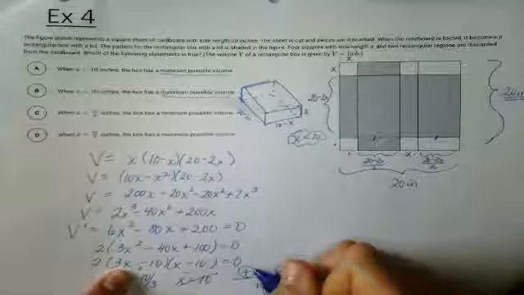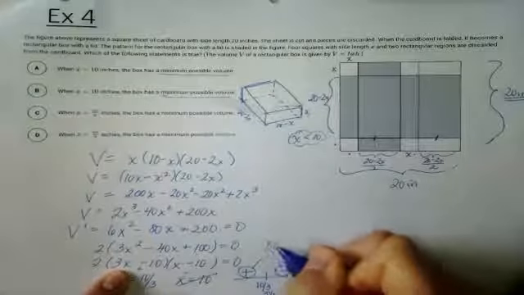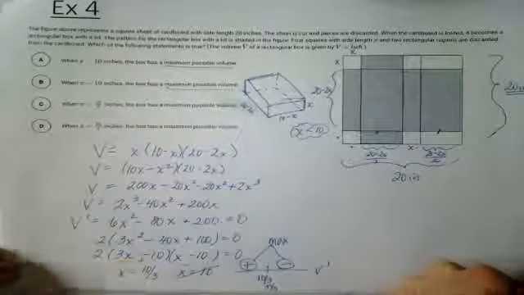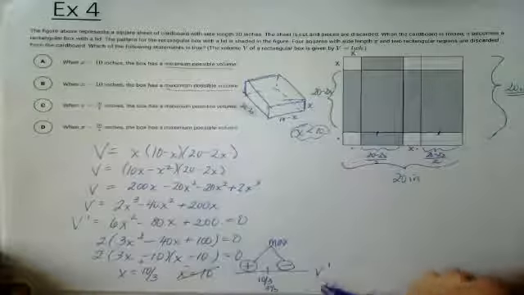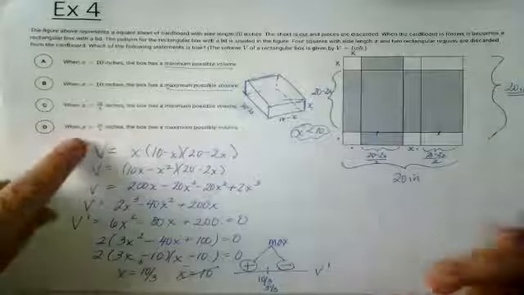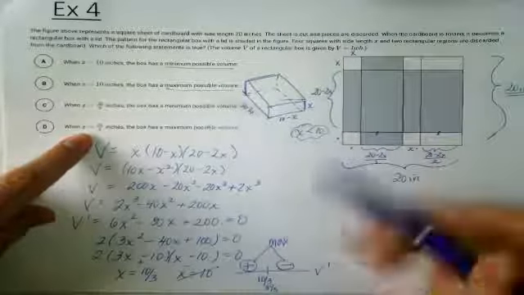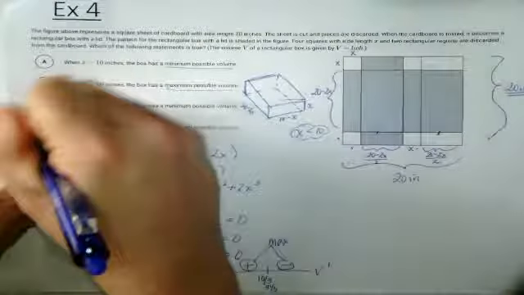So it looks like we're going from increasing to decreasing, which makes this a maximum point for the volume. So we have a maximum when X is 10 thirds, maximum volume.